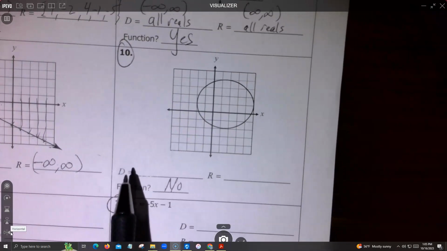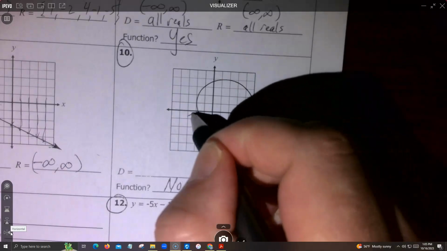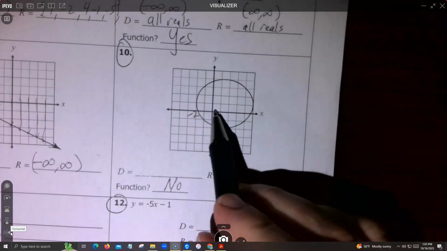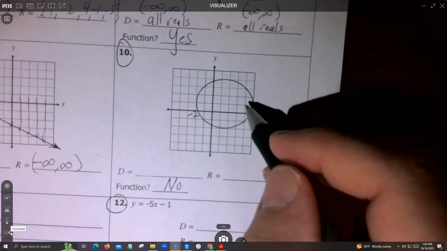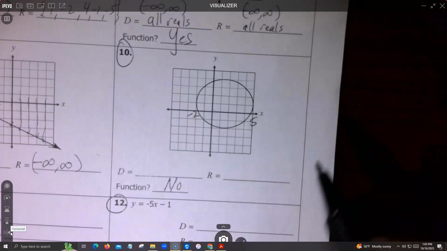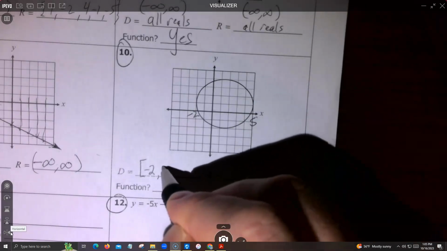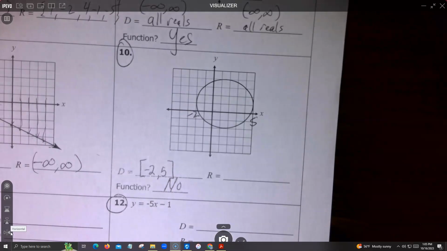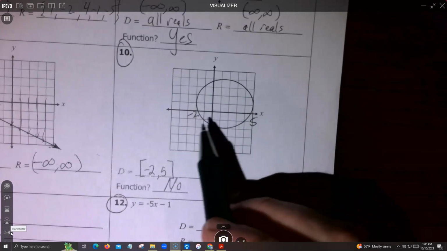All right, so the domain. How far in the x direction can I go while I see a graph? Well, let's see. I can go as far as negative 2 here, and I can go as far as 1, 2, 3, 4, 5 there. So this is going to be negative 2 to positive 5. And again, I'm using the brackets because I get to include negative 2 and 5.